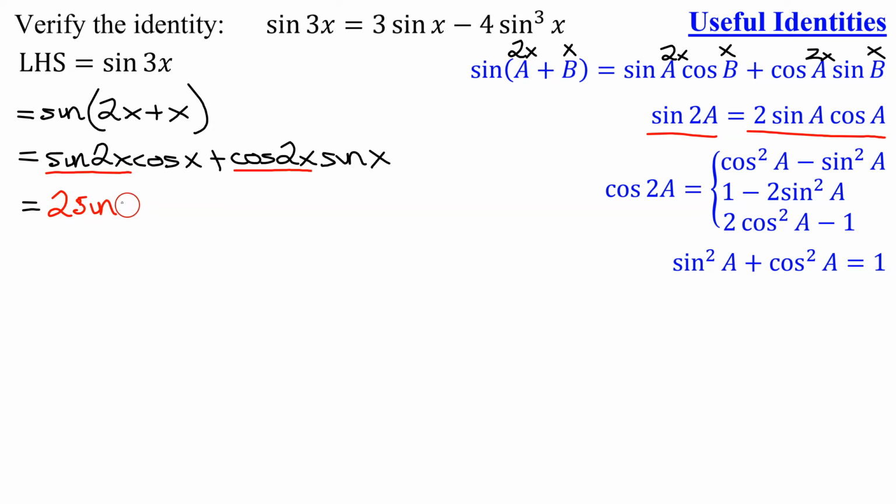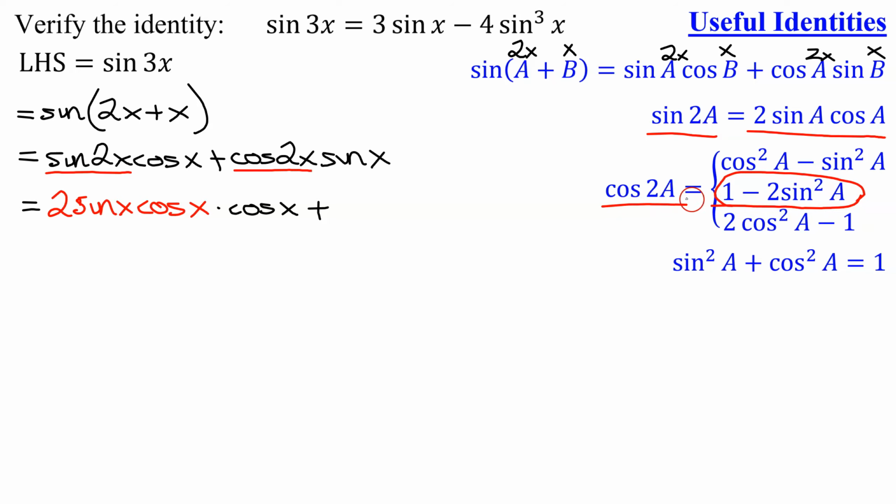Oh, excuse my bad handwriting. That is the sine of 2x times the cosine of x. Plus, now comes the trickier one, the cosine of 2a has 3 separate versions. And they will all work, but one will work a whole lot quicker. Looking at the only trig function in my answer being the sine of x, I'm going to have to use this version of the cosine of 2x.